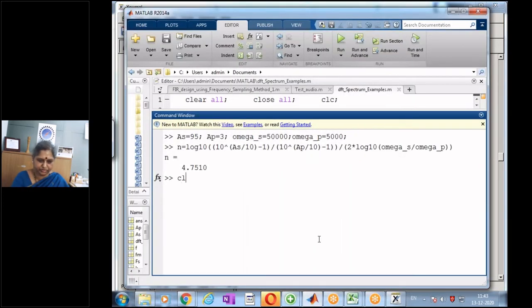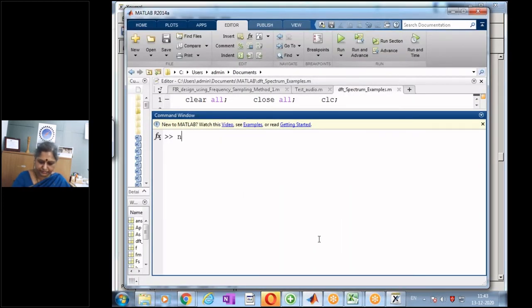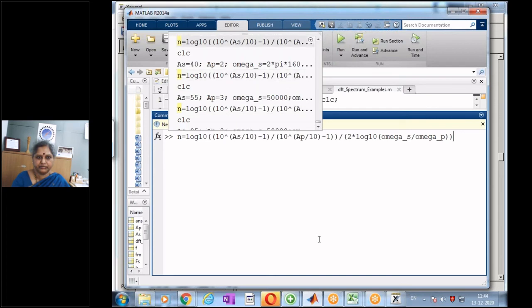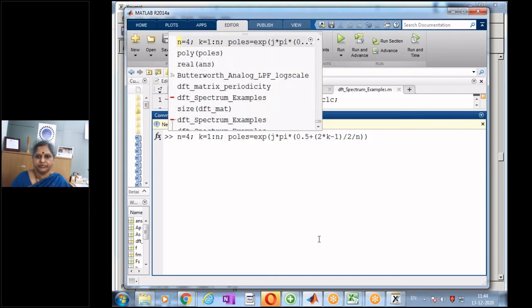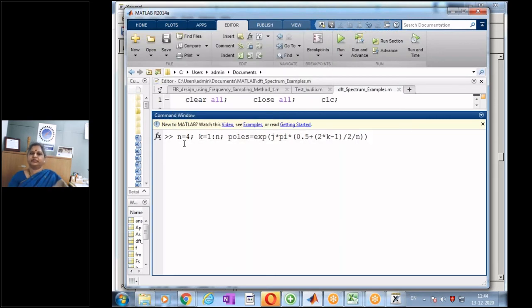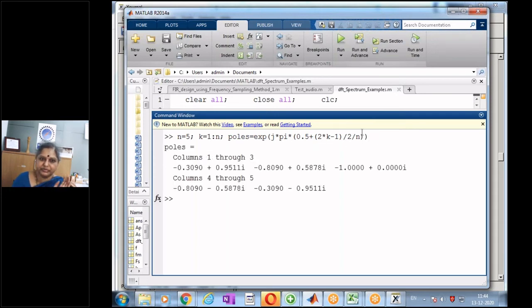Once again, we'll take the help of MATLAB. I have my order of the filter as N equal to 5, and my k running from 1 to 5. The poles are given by e to the power of j pi times (1 half plus (2k minus 1) by 2n). Let me get the poles. So these are my poles, and let me get the polynomial that corresponds to these poles.